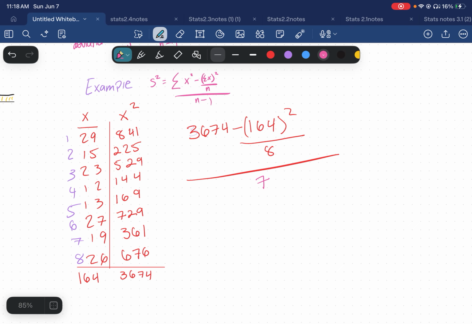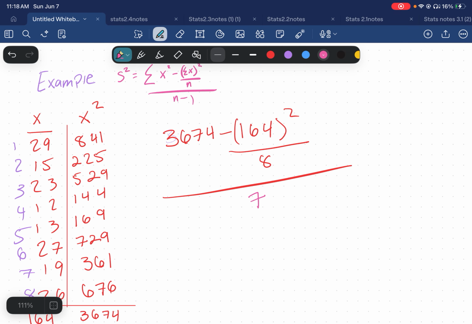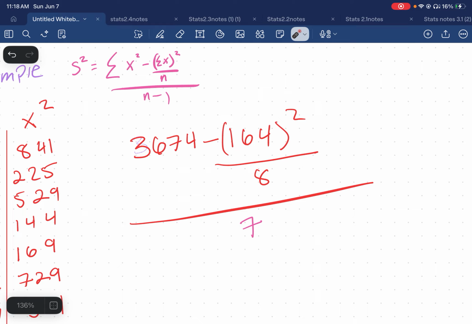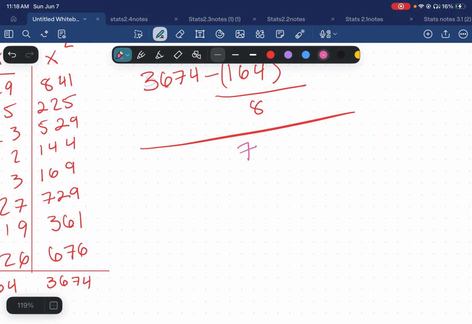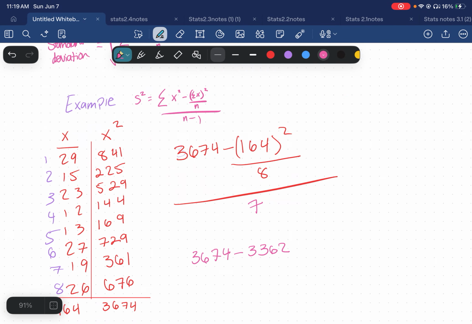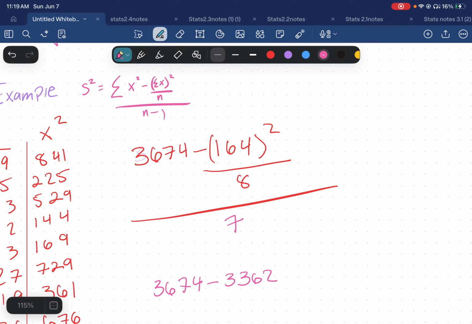All right. So I'm going to do this part first because it'll be a little bit easier. So we're going to do 164 squared, and then we're going to divide that by 8. So we have 3,674 minus 3,362. And that is from 164 squared divided by 8.